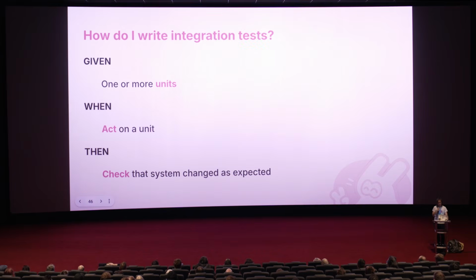We can do this with this structure here. This comes from behavior-driven development scenarios, basically given, when, then. So for the given, you set up the units that you want to test. Then on the when, you act on one of those units. I always try to make people make one action per test. You can do more, but then it gets complicated, so try to keep it small. And on the then, you just check that the system changed as you expected.